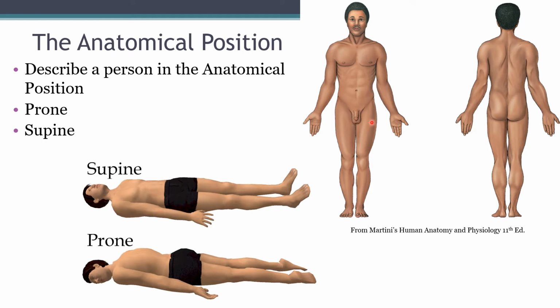Okay? Now next is going to be prone and supine. So these are going to be basically lying down anatomical positions. So supine is lying down in the anatomical position face up, and prone is lying down in the anatomical position face down. Okay?